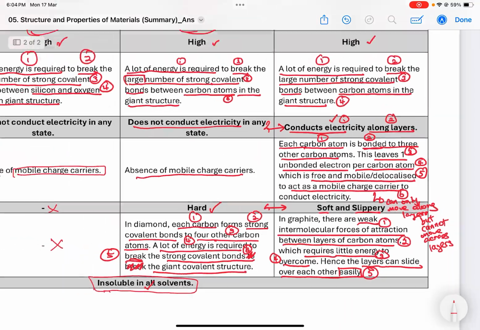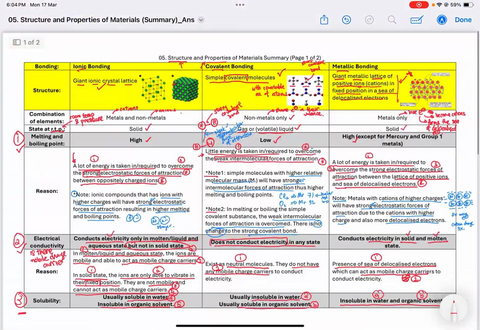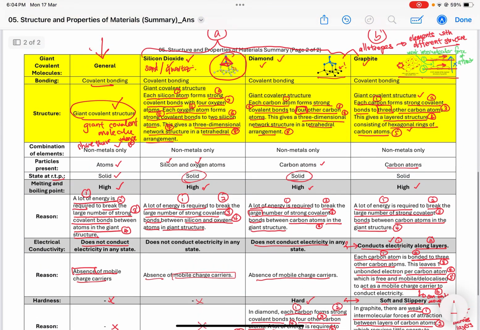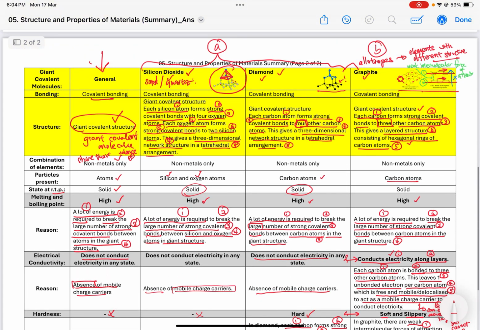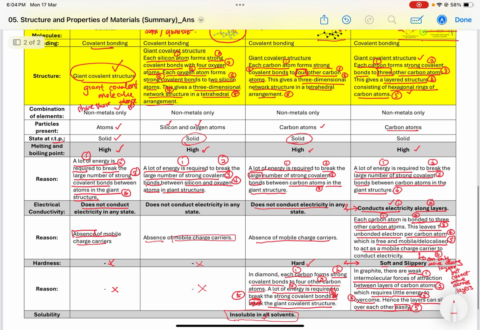So we actually went through the three different types of bonding: ionic, covalent, and metallic. For covalent bonding, we went through simple covalent on the first page. On the second page, we went through the giant covalent structures specifically: silicon dioxide, diamond, and graphite. Then we highlighted diamond and graphite as allotropes. So this is the end of this whole topic on structure and properties of materials.